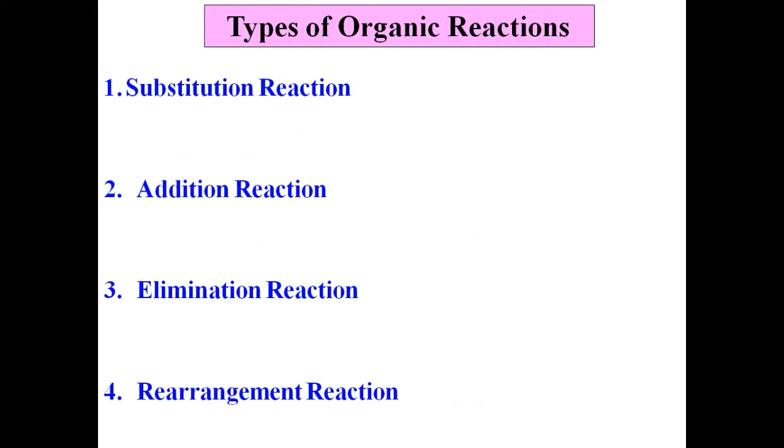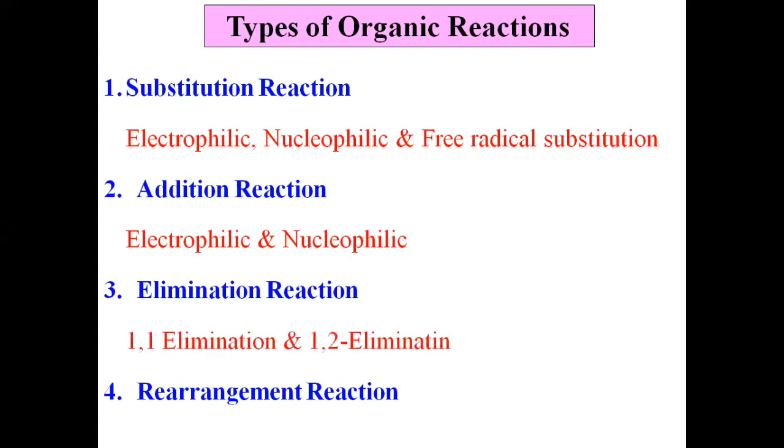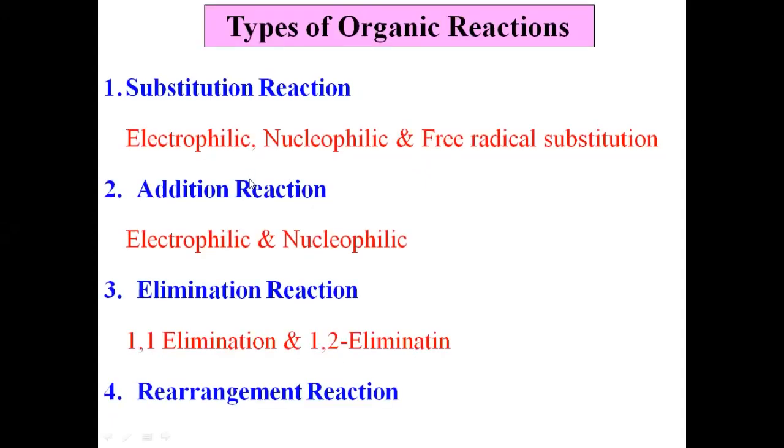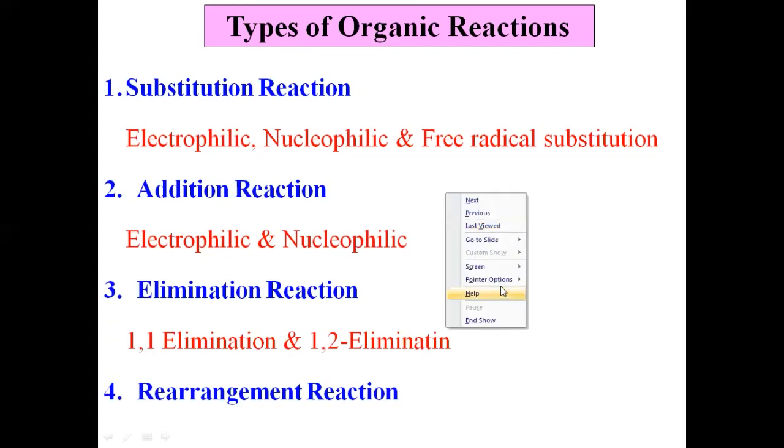And also there is sub-classification. Substitution reactions are further sub-classified into electrophilic, nucleophilic, and free radical substitution, while addition reactions are further sub-classified into two types. One is the electrophilic and second is the nucleophilic addition. While elimination reactions are further sub-classified into two types, 1,1 and 1,2 elimination. And then the last type is the rearrangement reaction. We have studied all the four types of organic reactions in detail with their examples also.